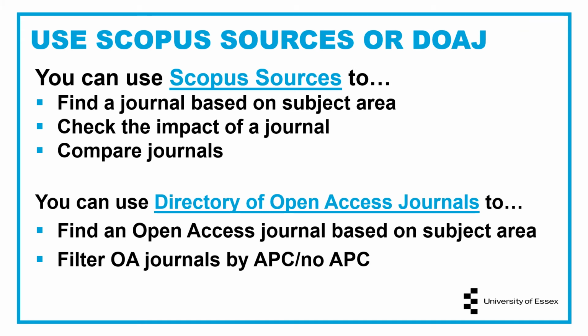The Directory of Open Access Journals, or DOAJ, is another good place to find a journal you can publish in. This database only shows open access journals, and like with Scopus sources, you can search for a specific journal or can browse by subject areas. You can also use filters to limit your results. One particularly useful filter is to limit the results to journals depending on their article processing charges.